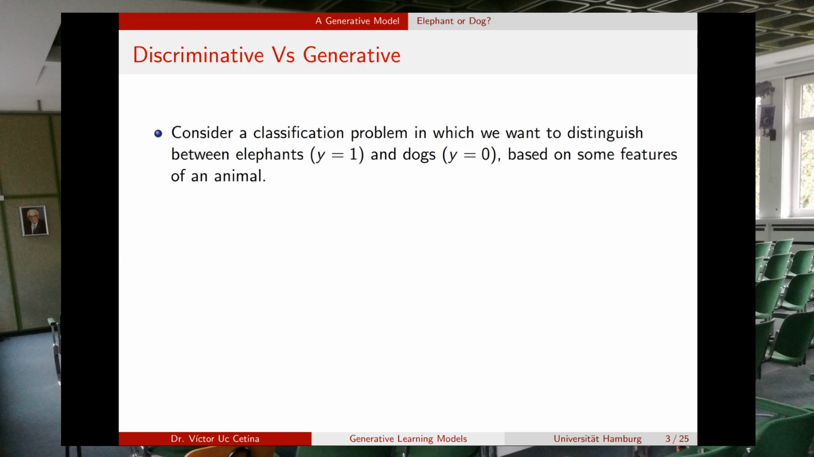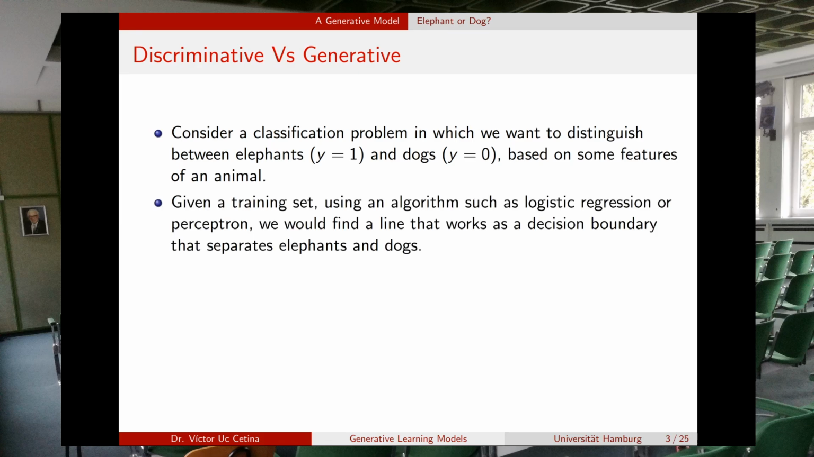So, consider a classification problem in which we want to distinguish between elephants, label 1, and dogs, label 0. And we are going to make this classification based on some features of the animal. Suppose that these features are, for example, the height of the animal and the length of the tail of the animal. Given a training set, then using an algorithm such as logistic regression or perceptron, we would find a line that works as a decision boundary that separates elephants and dogs.